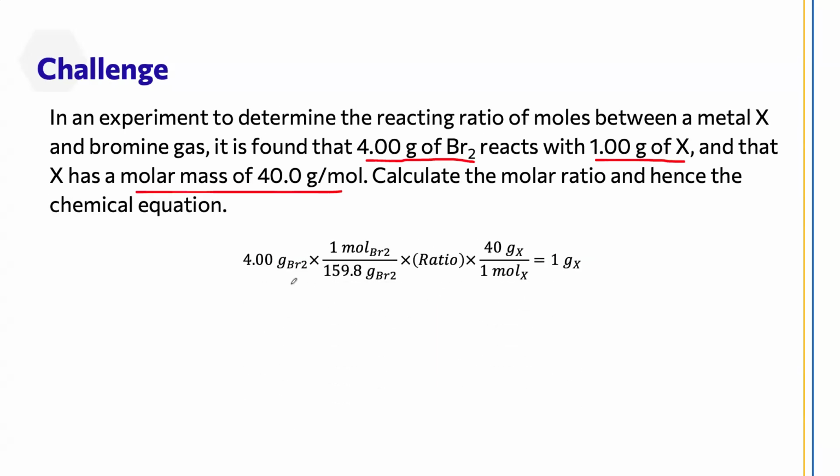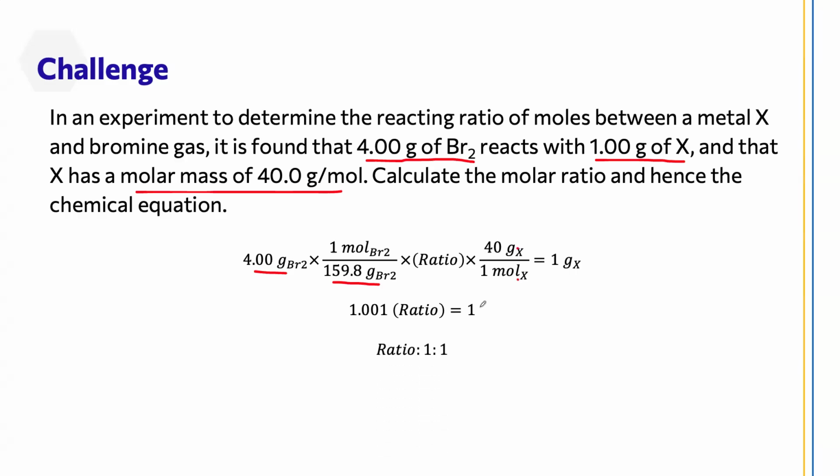Let's start by considering Br as my reactant, X as my product. Mass of Br, divide by the molar mass of Br. I end with the mass of X, and I have the molar mass of X right here. The missing part is my mole ratio. Now I can solve for the ratio here. If I combine all the terms, 4 divided by 159.8 times 40 gets me about 1.001 times ratio equals 1. What should ratio be equal to? If I divide both sides by 1, the ratio is 1.